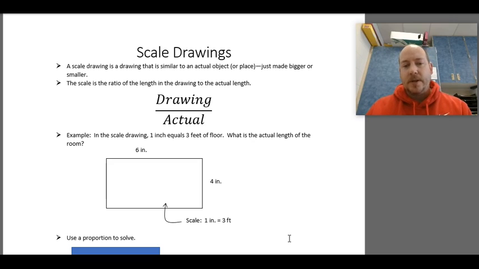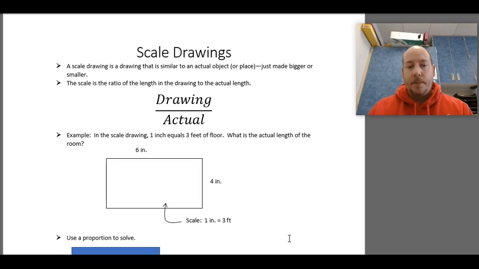And throughout this, when I say drawing, I could be talking about a drawing like on a piece of paper. Drawing could refer to a picture, even like a 3D model. We'll just refer to all of that stuff as a drawing. It's not the actual thing, it's the other thing. So when we look at the scale, it's in a specific order. You've got to make sure the top number in the scale is referring to the drawing. The bottom number is referring to the actual size.